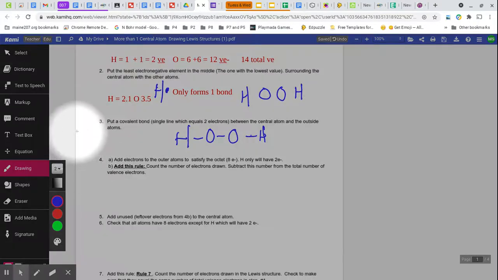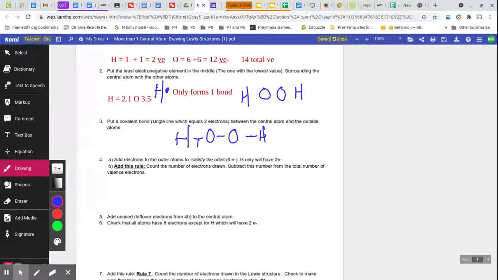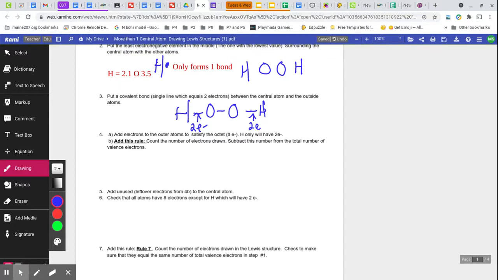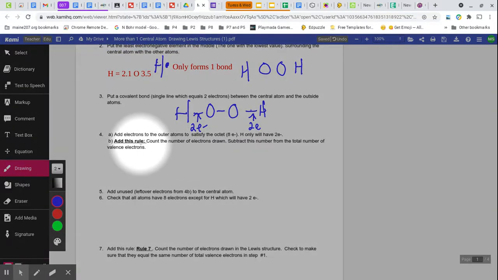Step 4. Add electrons to the outer atom to satisfy the octet of 8, but H only has 2. So if we look at what we drew so far, the line connected to H represents 2 electrons. That's 2 electrons, so these H's are satisfied. This is 2 electrons right there. I just want to add that in for you. So it says add this rule. Actually, that was from before. You already have this rule.